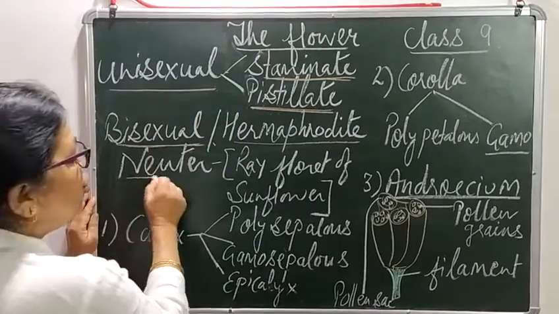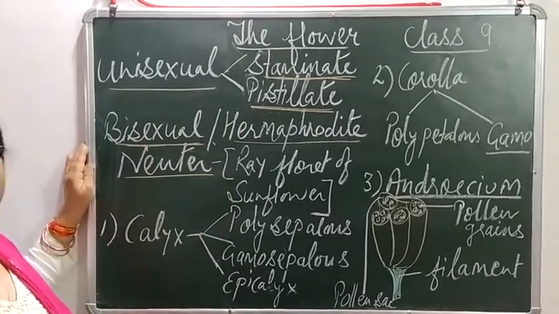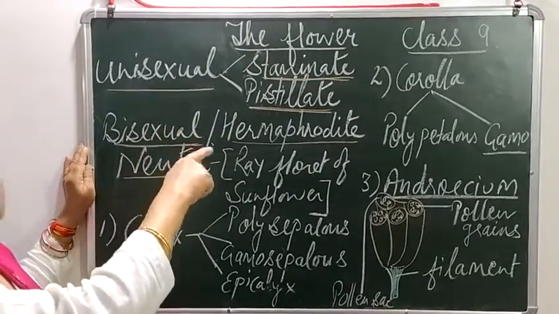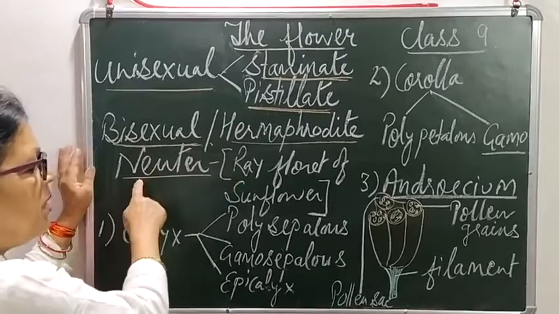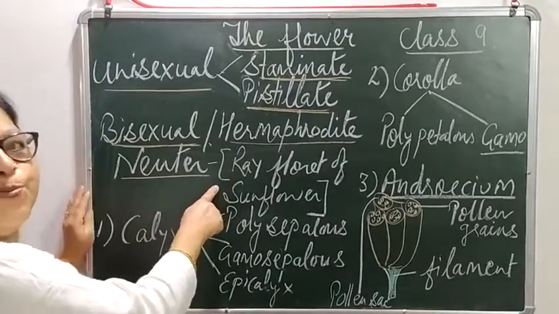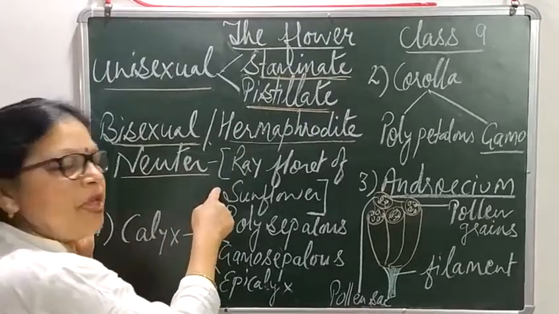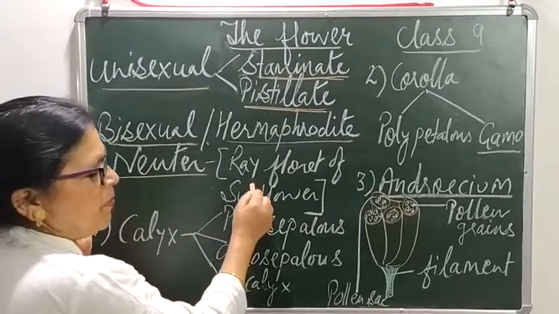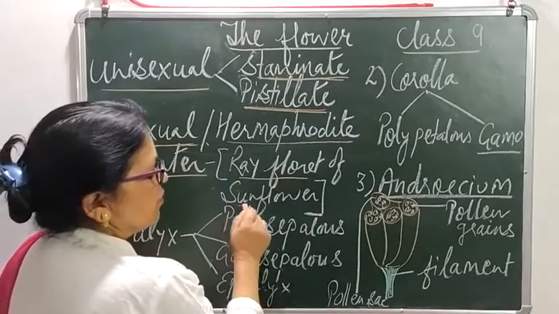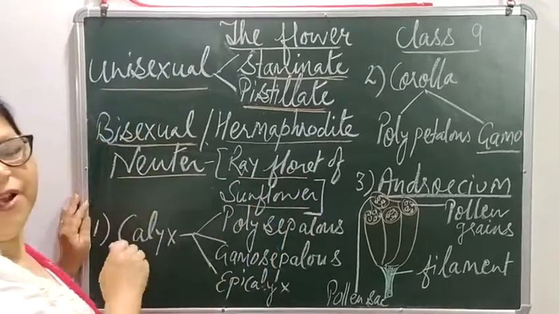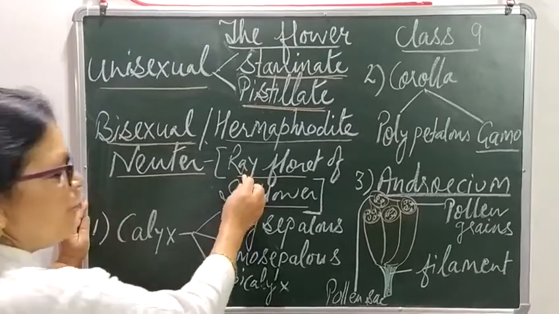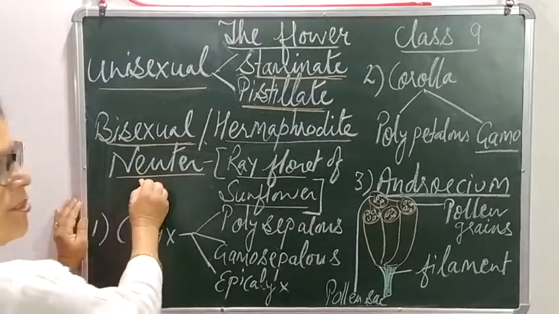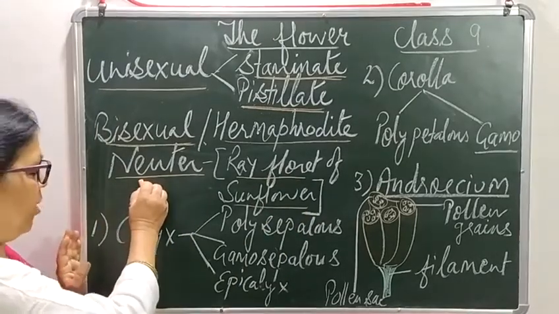Now there are neuter flowers also. Neuter means in these two cases you saw that either the male part was present or the female part was present. But in neuter flower, both reproductive parts, that means male and female parts, will be missing. They will be lacking. The example is a ray floret of sunflower. In sunflower, there are disc and ray florets. So ray florets do not have male or female parts. So this flower is said to be neuter flower.